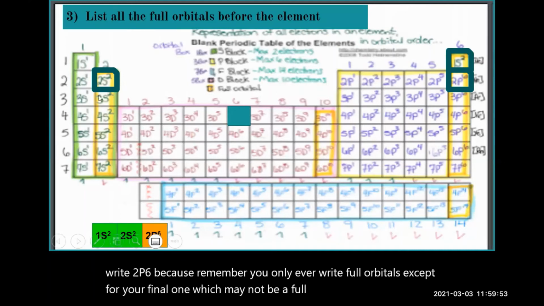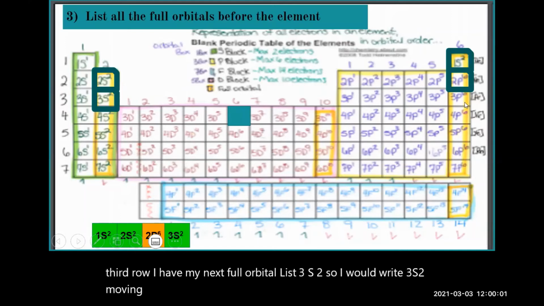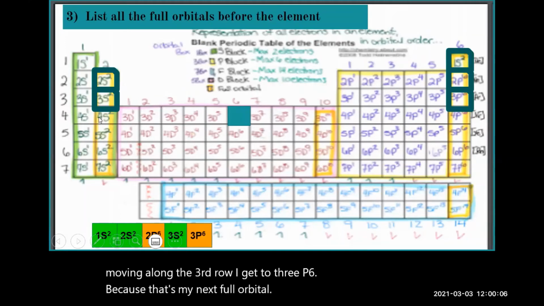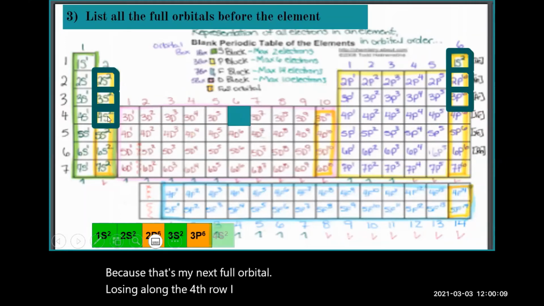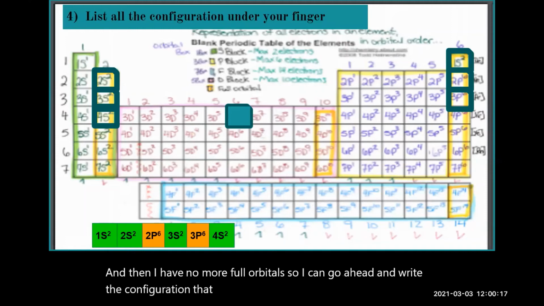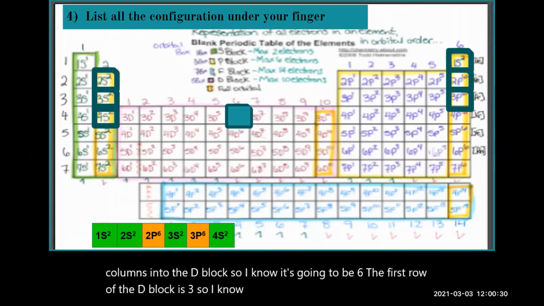Going along my third row, my next full orbital is 3s2, so I would write 3s2. Moving along the third row, I get to 3p6, because that's my next full orbital. Moving along the fourth row, I get 4s2, and then I have no more full orbitals, so I can go ahead and write the configuration that represents iron as an unfilled d orbital. It's 1, 2, 3, 4, 5, 6 columns into the D block, so I know it's going to be D6. The first row of the D block is 3, so I know it's going to be 3d6.